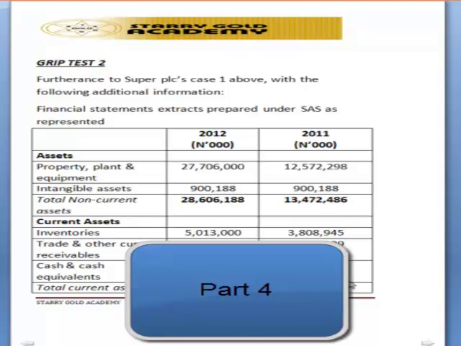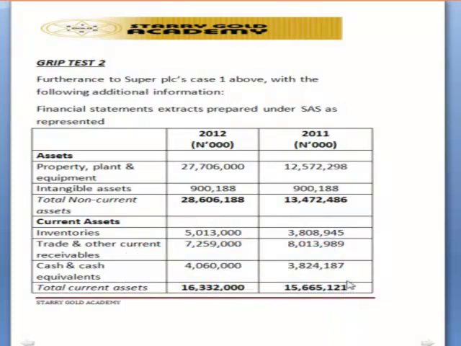Okay, we'll be looking at a demonstration of our understanding of how to prepare a reconciliation statement when you are switching to IFRS compliance in a particular financial period. So we'll be looking at a GRIP test 2 to demonstrate your ability to prepare a reconciliation statement. Don't forget, this reconciliation statement is a requirement of International Financial Reporting Standard 1 for first-time adopters.